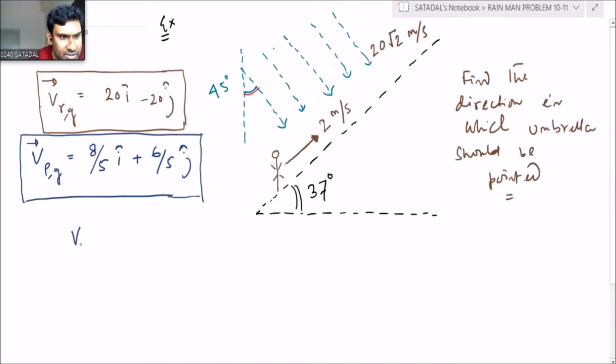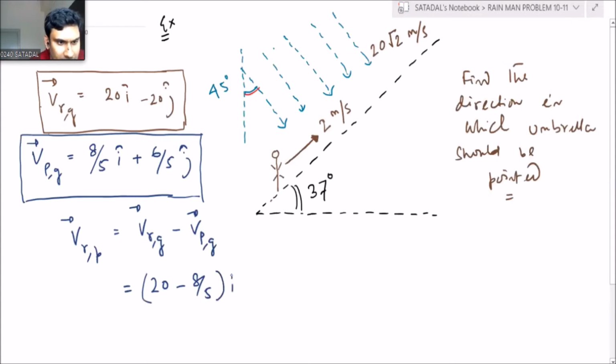Then what is the velocity of rain as appearing to the person? It is velocity of rain with respect to ground minus velocity of person with respect to ground. So how much will it be? It will be 20 minus 8 by 5 i cap minus, this minus means it will be plus, so 20 plus 6 by 5 j cap. Is that okay? Any doubt, please?